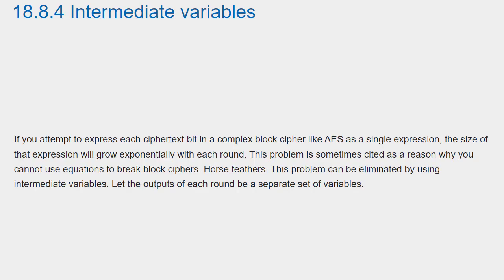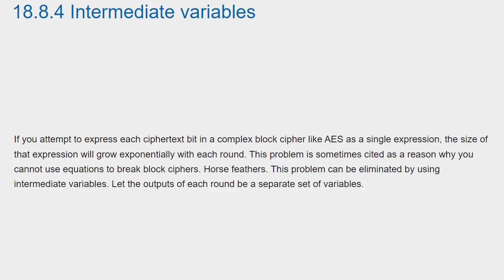Section 18.8.4 Intermediate variables. If you attempt to express each ciphertext bit in a complex block cipher like AES as a single expression, the size of that expression will grow exponentially with each round. This problem is sometimes cited as a reason why you cannot use equations to break block ciphers. Horse feathers! This problem can be eliminated by using intermediate variables.